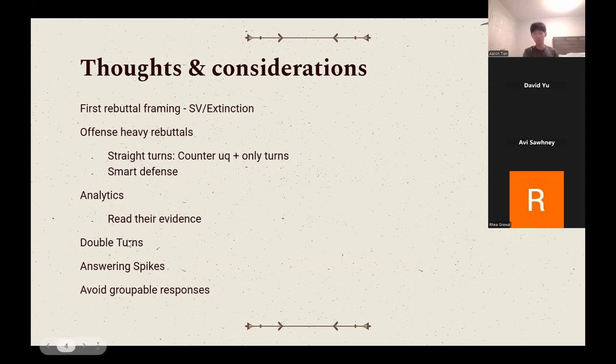The next thing is double turns. This is what I was getting at with the different layers of argumentation, which is that if you read a link turn but then read an internal link turn, you're obviously double turning yourself, or the same thing can be said if you read a link turn and then an impact turn. Basically, any turns on these different levels could potentially be offensive for them, right? You're sort of turning yourself, because what you're saying is that the link between the resolution and their case is false and it actually goes the other way.